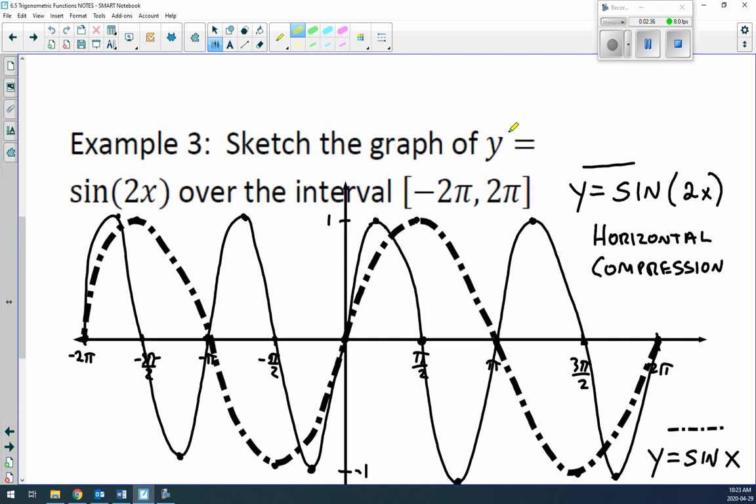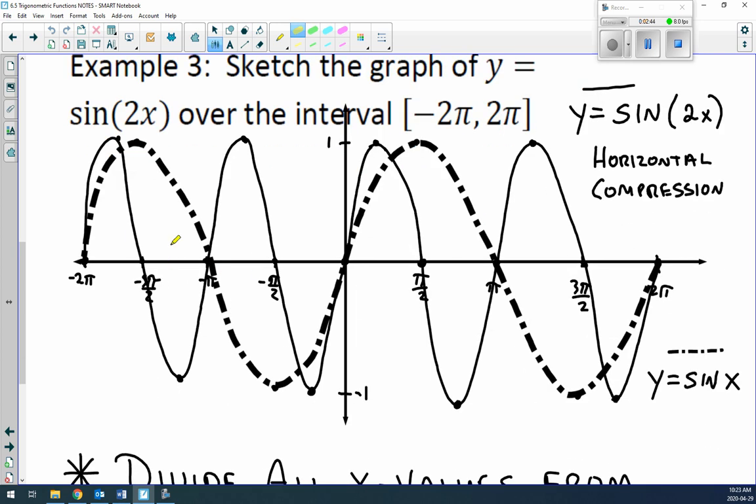Okay, what about this one here? We have: sketch the graph of y equals sine 2x, over the interval negative 2 pi to 2 pi. So if you look, ignore the solid line, look at the dotted line here. There's negative 2 pi, negative pi, 0, pi, 2 pi. And you can see that dotted line is our original sine curve over that period. Now, that's a 2 there. So you think, oh, it's 2 times as wide. No, this one's backwards. It's 1 over 2. So it's half. So basically it compresses.